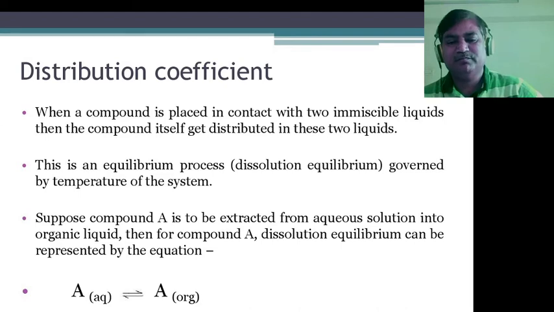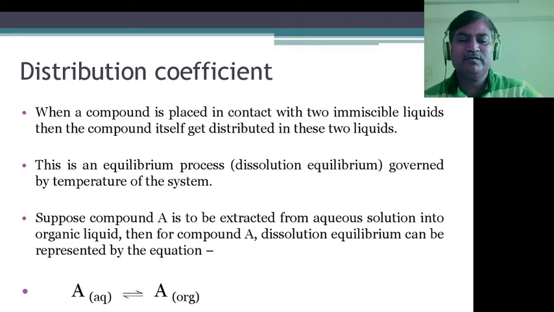For example, suppose compound A is to be extracted from aqueous solution into organic liquid. Suppose there is a compound A, we have to extract it from aqueous solution into organic liquid. Then compound A's dissolution equilibrium can be represented by an equation.